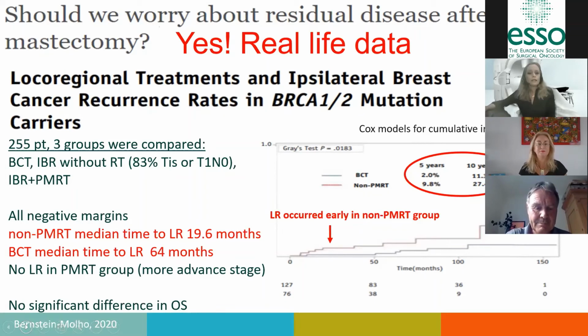And you can see, even compared to breast conserving therapy, immediate reconstruction without radiation did poorly. There were significant differences with regard to local recurrence. At 5 years, breast conserving therapy had 2% recurrences, and immediate reconstruction without radiation almost 10% recurrences. This is very disturbing.